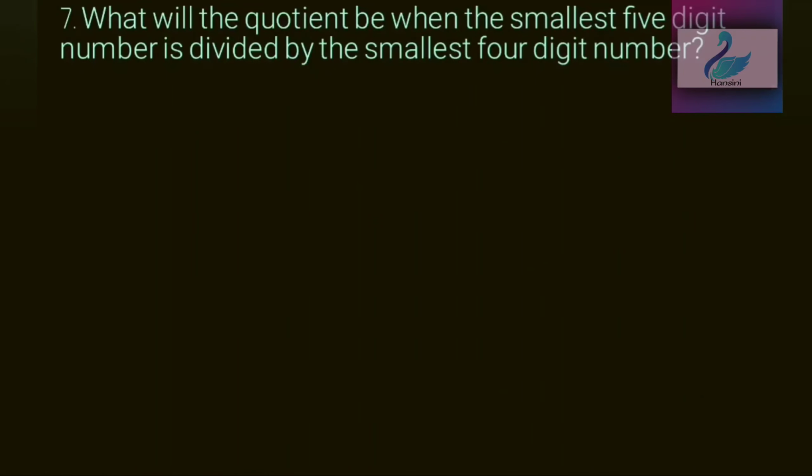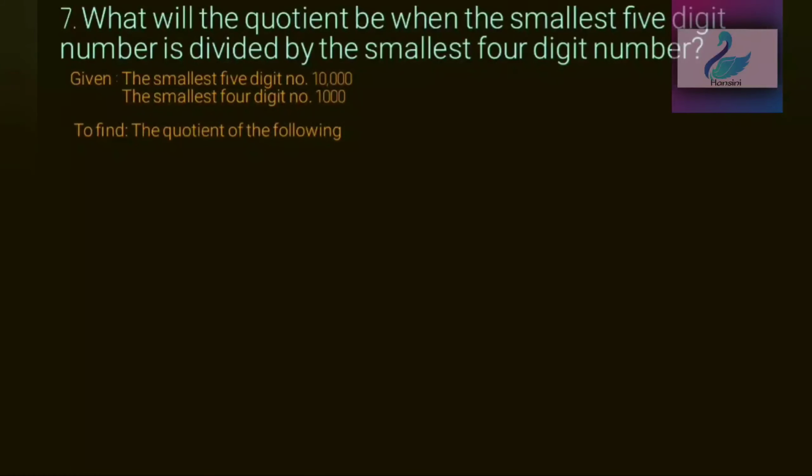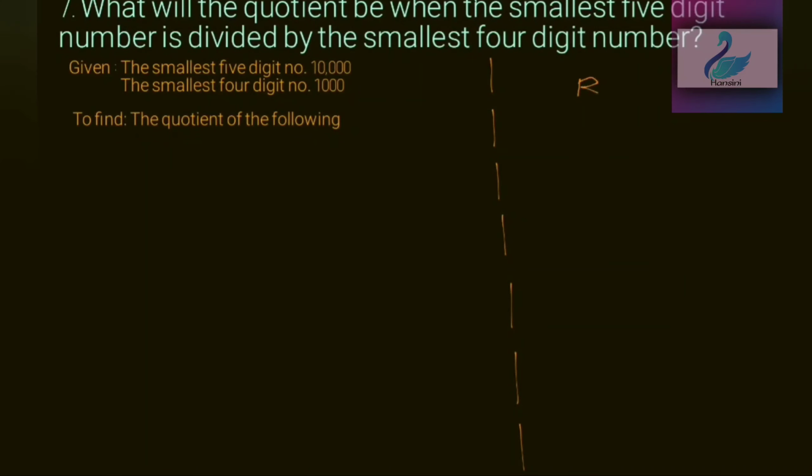Let's solve the last sum of problem set number 15. Question number 7. What will the quotient be when the smallest 5-digit number is divided by the smallest 4-digit number? So we will write the given. The smallest 5-digit number is 10,000 and the smallest 4-digit number is 1000. And we have to find the quotient of the following sum. So now we will solve it.